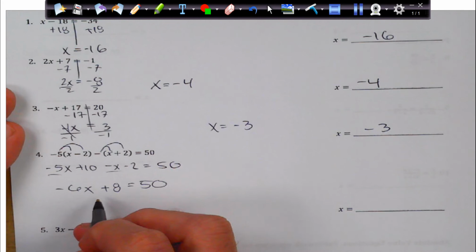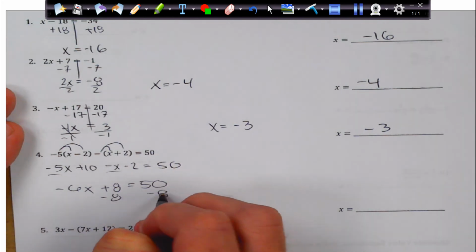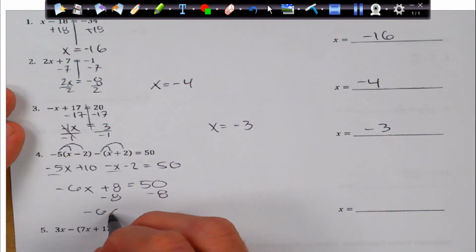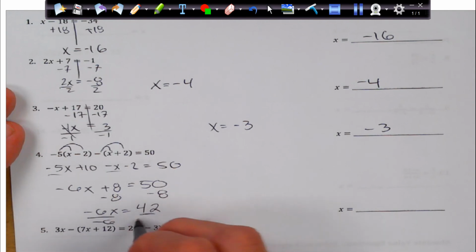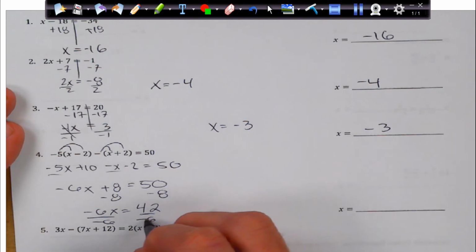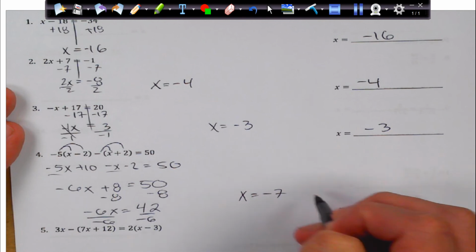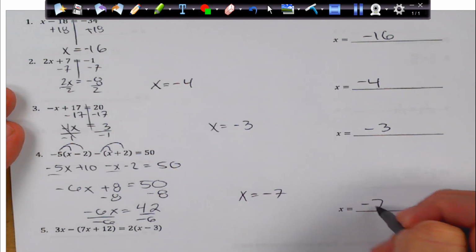And we're going to continue on by subtracting 8 on both sides. So we get negative 6x equals, this is going to become 42, and divide by negative 6. And we just got to know that 42 is divisible by 6. It goes in 7 times, but since it's a negative 6, we're going to get x equals a negative 7. I meant to say, sorry, negative 7.